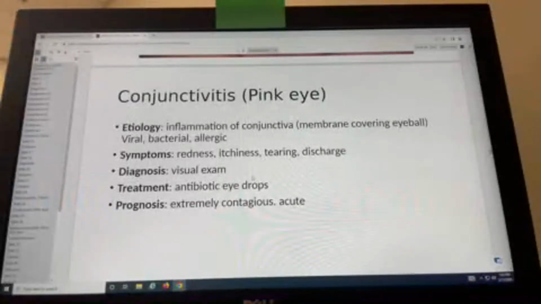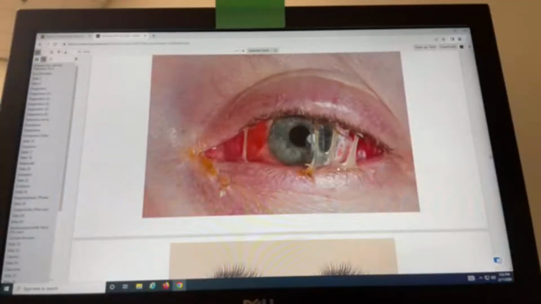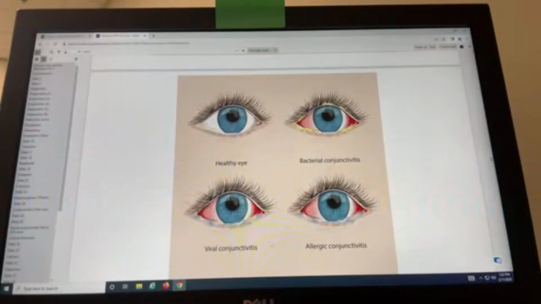That's usually if it's a bacterial cause. So you can have viral conjunctivitis or you can have bacterial conjunctivitis. Generally, the bacterial is going to be more pussy like that. I know that's kind of gross. Generally, the viral or even allergic is just going to be more clear, more watery.